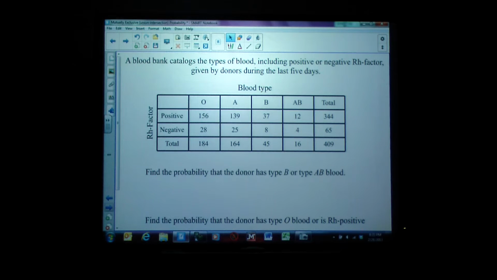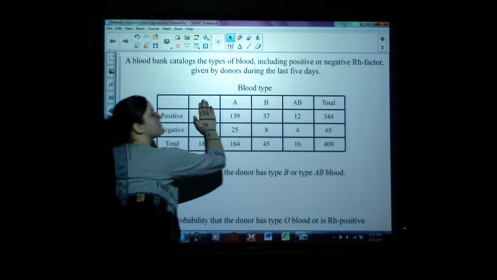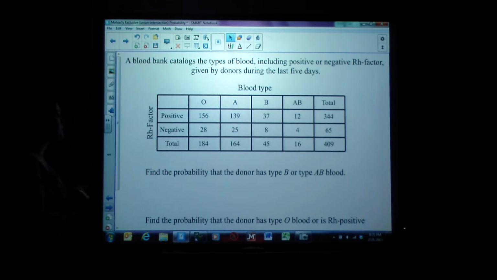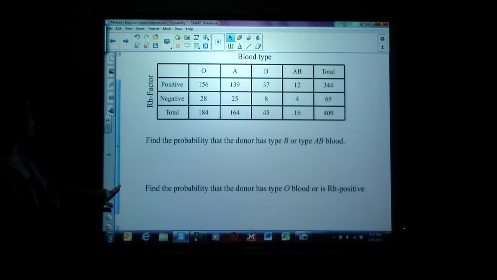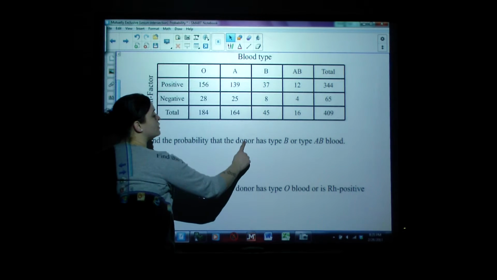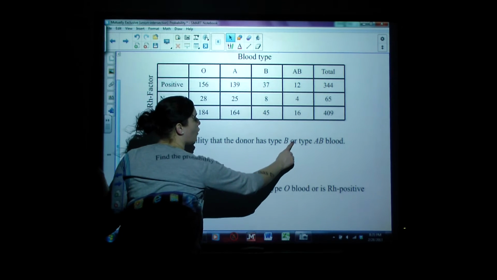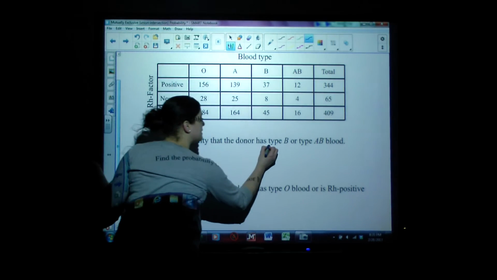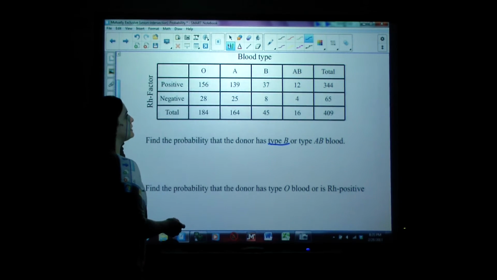Let's try it one more time, but this time let's try it with a table. So if I give you a table of information, in this case we're talking about people's blood types versus whether or not they are Rh positive or negative. If you are asked to find the probability that a donor would have type B or type AB blood, let's go back to basics here. What's the probability it would be type B blood?